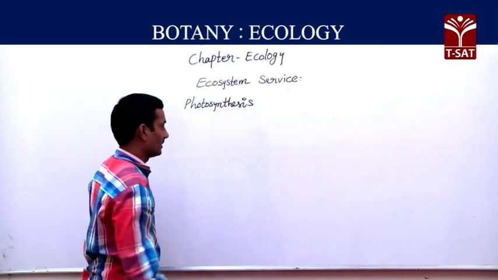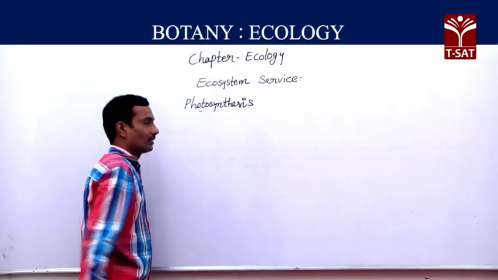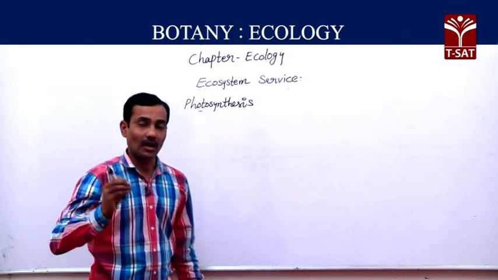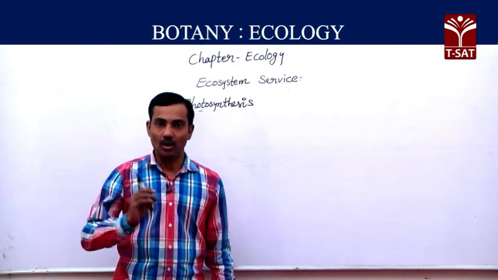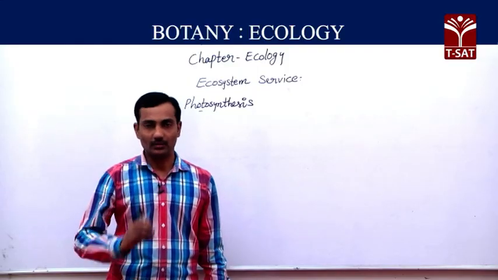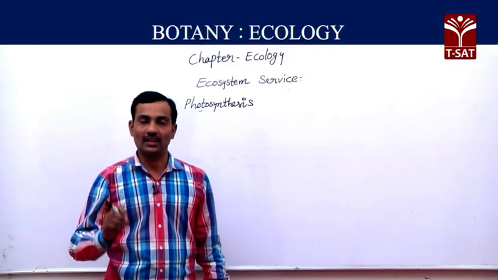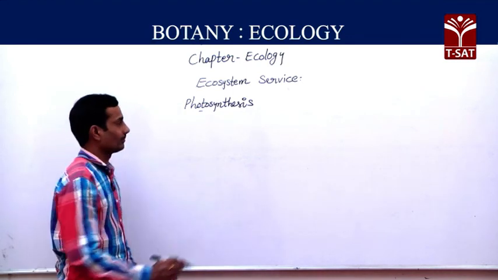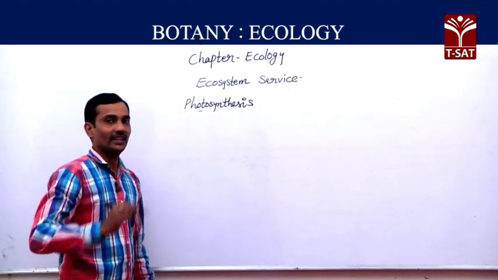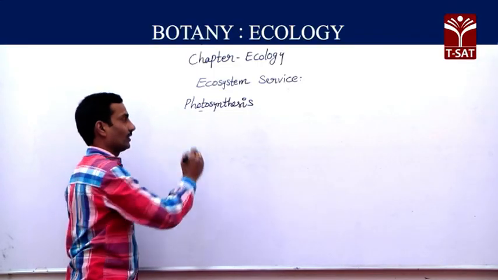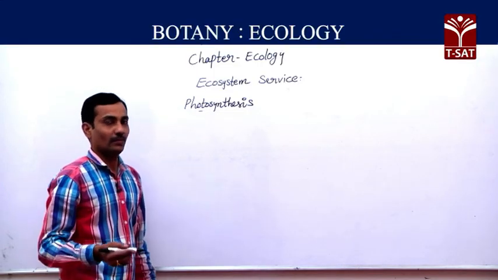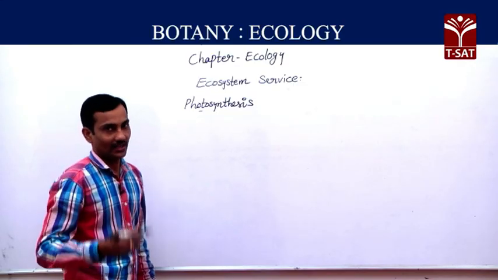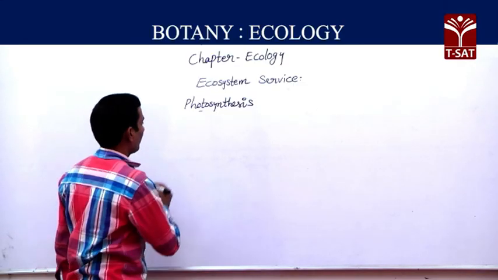Usually in photosynthesis, so what happens? Carbon dioxide and water are used by the plants, in the presence of sunlight in the chloroplast, and they prepare glucose. So here there is one equation: how much carbon dioxide is used by the plant to produce organic dry matter.